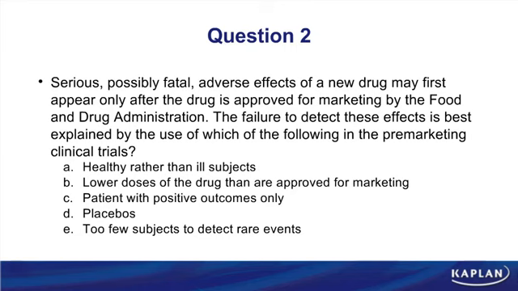Remember, the fact that we don't see those side effects ultimately until the drug has gone out on the market is because the clinical trials in phase 1 and phase 2 and phase 3 have used a very, very small number of patients. The only way that you're going to detect rare side effects is when you have a much larger patient population, and that only happens in phase 4, the post-marketing surveillance studies that we do. So the correct answer here is E. There were just too few subjects to detect those rare events.